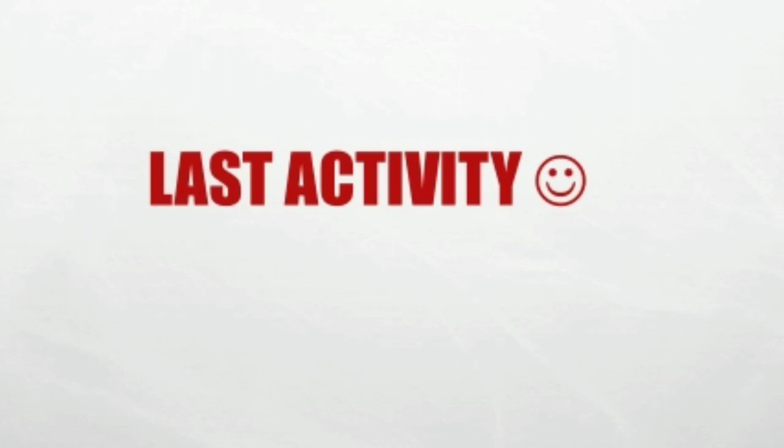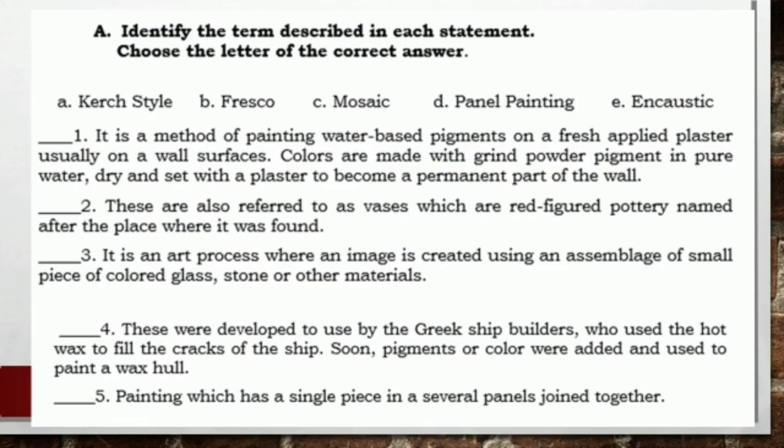Next, last activity. Identify the term described in each statement. Choose the letter of the correct answer. A. Curved style. B. Fresco. C. Mosaic. D. Panel painting. E. Encaustic. And ayan na po yung sasagot ninyo, numbers 1, 2, 3, 4, 5.